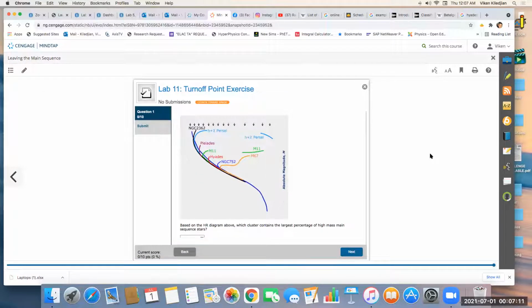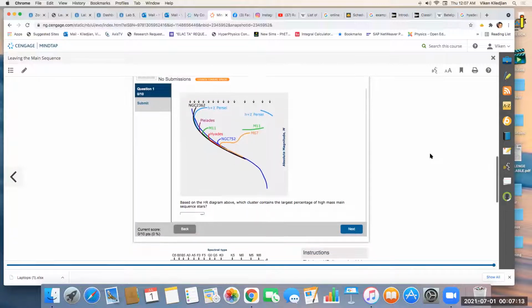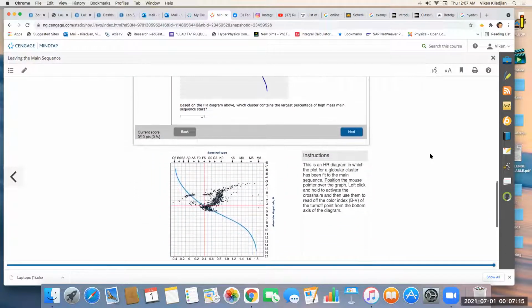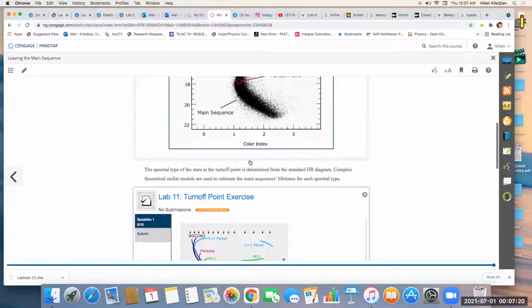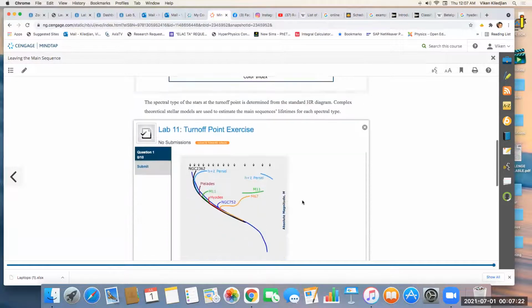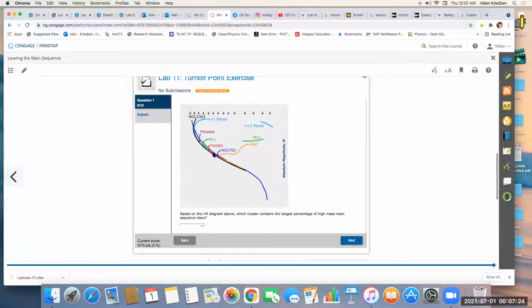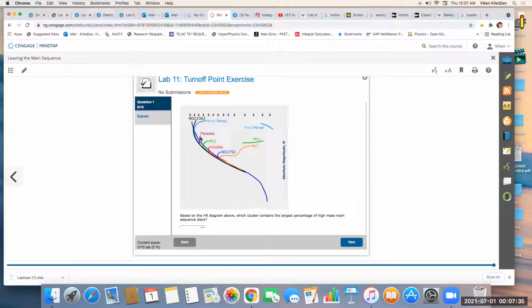Based on the HR diagram above, which cluster? Okay, so this exercise comes first, the turnoff point. Oh, okay. They showed you here the different star clusters: M67, M11, NGC, Hyades. Notice that from that chart, the Pleiades looks younger. That means its turnoff point is higher, right?